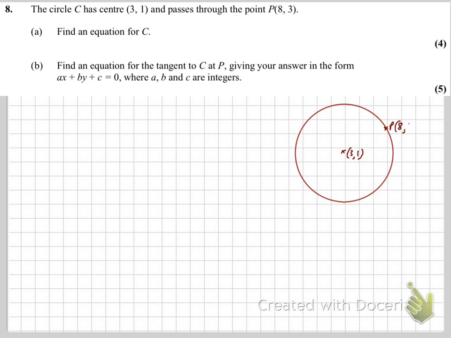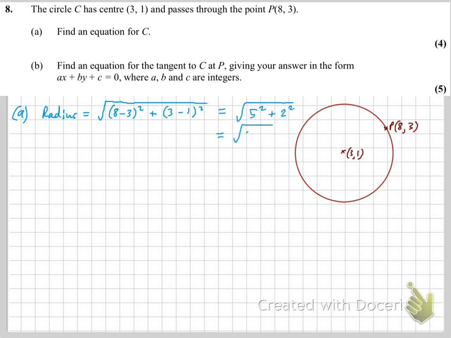So in order to write down the equation of a circle, you need the centre, which we've got, and you need the length of the radius, which we haven't got, but we can work it out. So just use the distance formula on those 2 points. We've already used it several times in this paper. Simplify it down and we get the square root of 29. So the equation of the circle is x minus 3 all squared plus y minus 1 all squared equals 29.